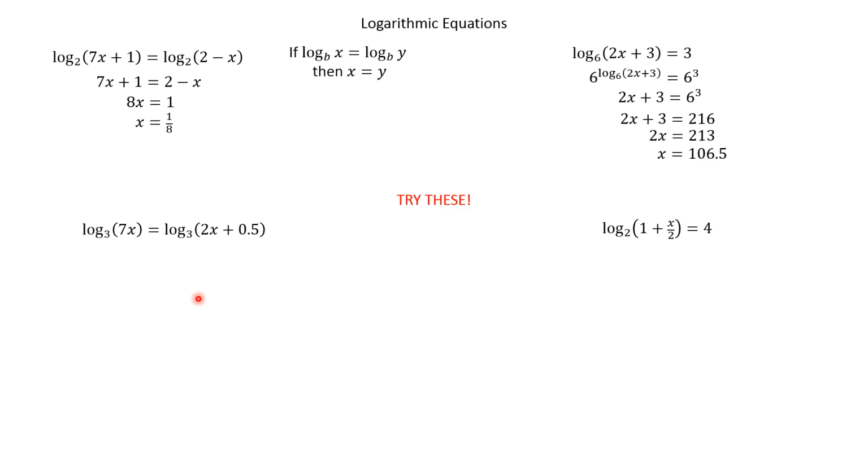How did we do this time? So, this one, well, 7x is going to have to equal 2x plus 0.5. Subtract the 2x to get 5x equals 0.5. Divide by 5, x equals 0.1. That one was probably pretty easy, is my guess. How about over here? Rewrite it. 2 to the 4th equals 1 plus x over 2. 2 to the 4th is just 16. Subtract 1, so x over 2 equals 15. Multiply by 2, x equals 30.